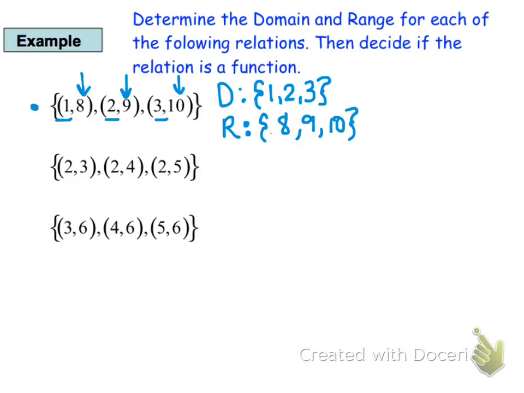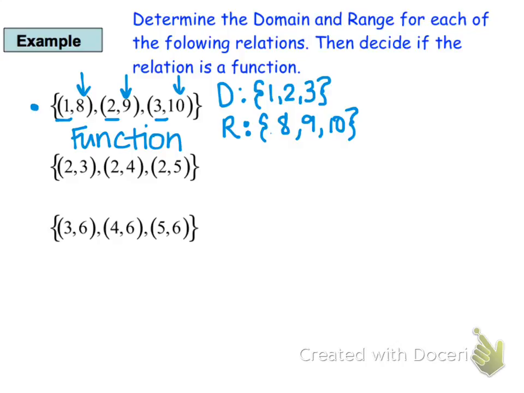Now to determine if this is a function, we need to look at our x's and decide for every x, does it only have one y? And it looks like that is the case. Each of these x's, 1, 2, and 3, correspond to only one y value, 8, 9, and 10. So yes, in this case, it is a function. This relation is a function.